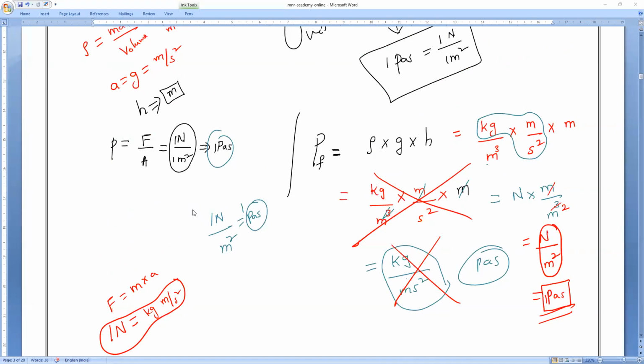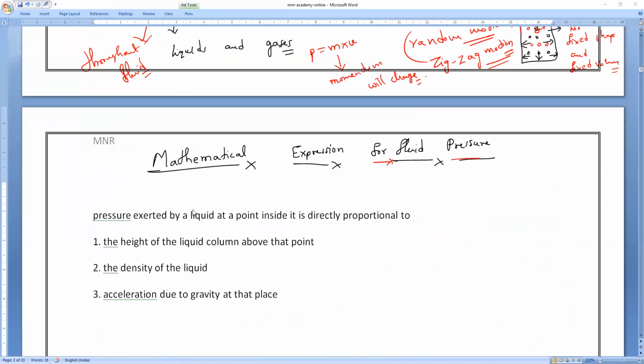Now, this pressure depends on 3 factors. Please learn it. Very, very important. What is that? The height of the liquid column above the point, the density of the liquid, and the acceleration due to gravity. Because liquid pressure or fluid pressure is equal to rho g h.